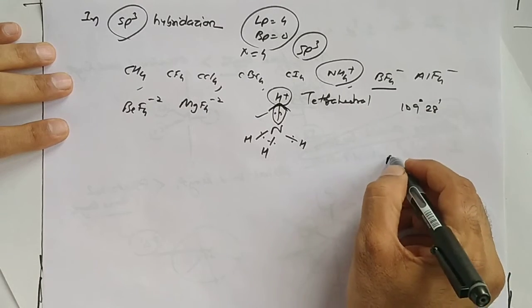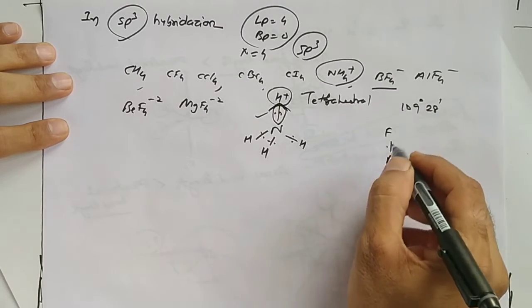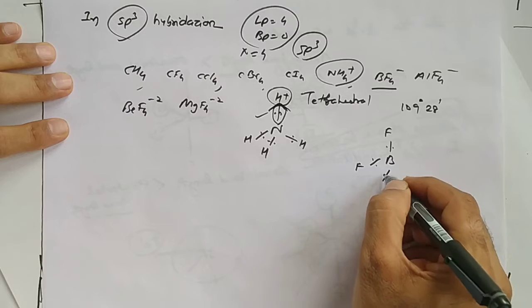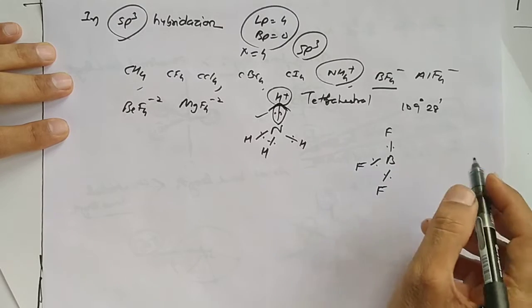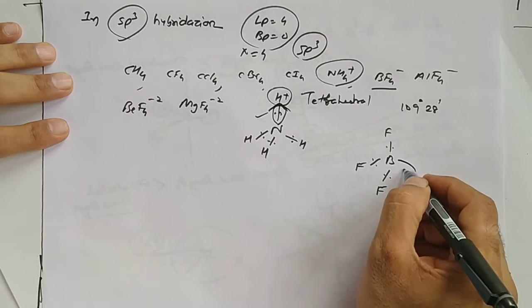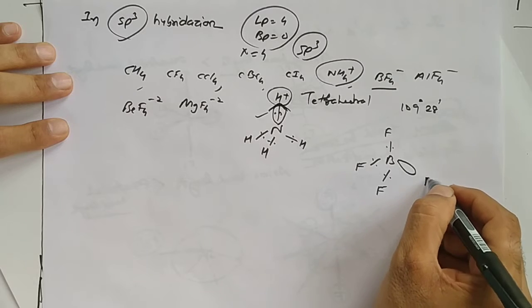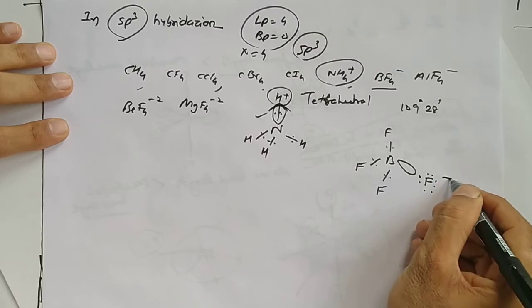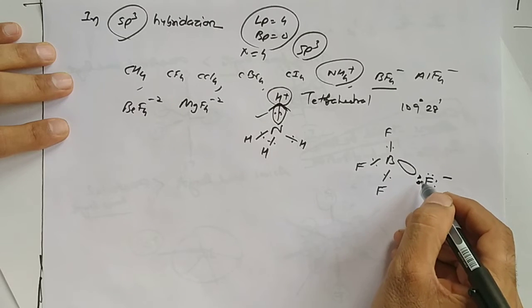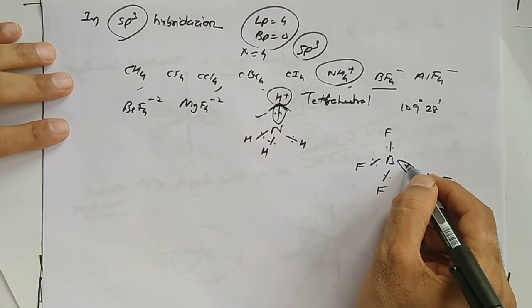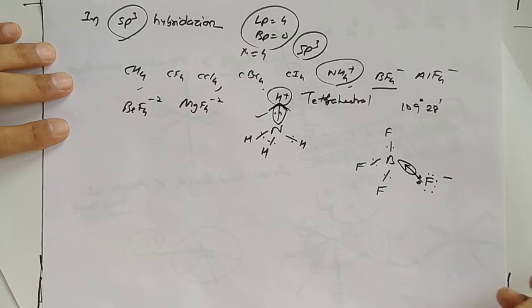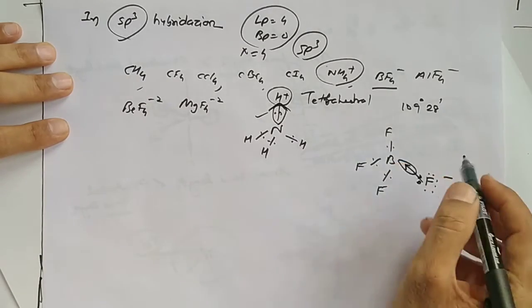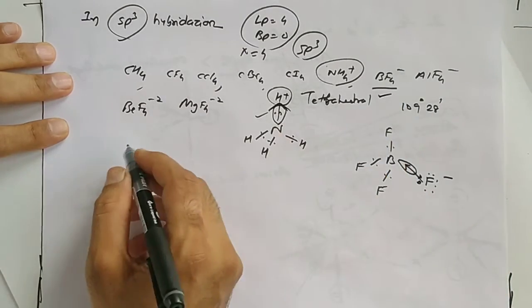What about BF4 minus? Boron has only 3 electrons. But listen, one orbital is vacant in boron. So F minus, fluorine has 7, but F minus has 8. So out of 8, 2 are donated to boron's vacant orbital. So now bonding pairs are 4, so it is tetrahedral.